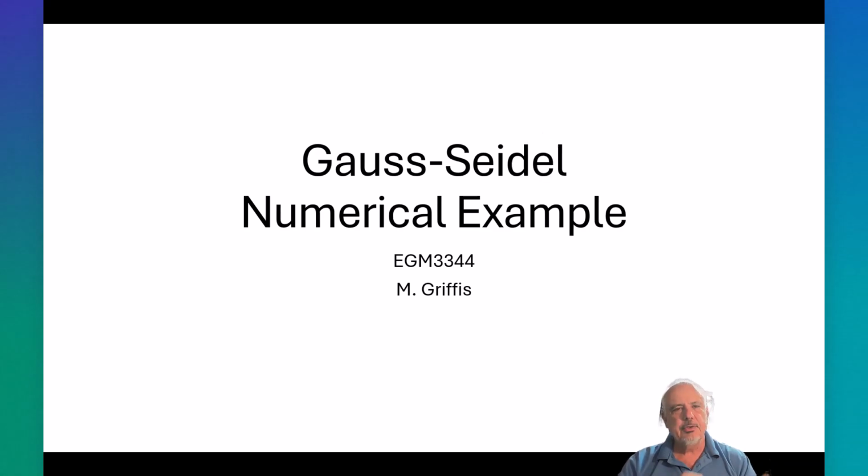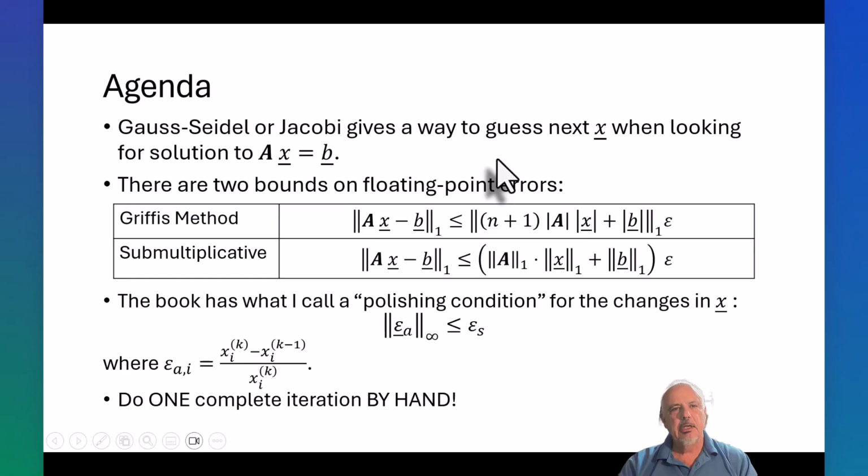Hello, today I'd like to do a numerical example of Gauss-Seidel. So Gauss-Seidel or Jacobi, these are iterative methods that allow you to guess the solution to a linear system of equations Ax = b, where A is a square matrix, x is a column vector of unknowns, and b is a column vector of knowns.